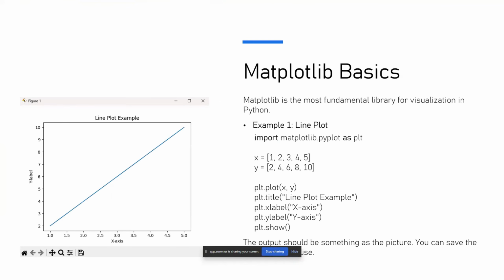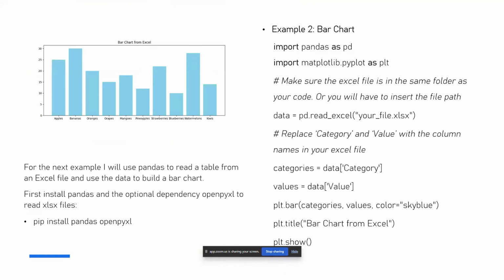So this was the program that we just wrote. Now this is the second example where we create a bar chart. For this one, I am going to be using Pandas and read data from an existing Excel file, and then I'm going to turn it into a bar chart. So first, we would need to install Pandas and openpyxl. openpyxl is what lets Pandas read Excel files in the XLSX format.